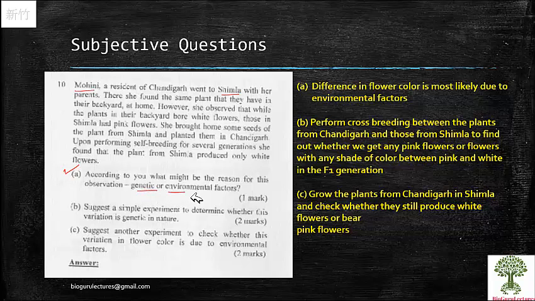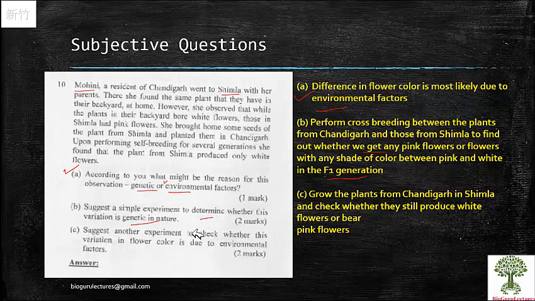So either genetic or environmental. Obviously the environmental factors are there. When she brought the plants from Shimla and planted them in her garden, the same result happened. They did not give out the pink color, they only gave the white color. So it should be the environmental factor. That is the answer for A. Suggest a simple experiment to determine whether the variation is genetic in nature. We can do a simple Punnett square experiment between these two to determine whether it is pink or white.